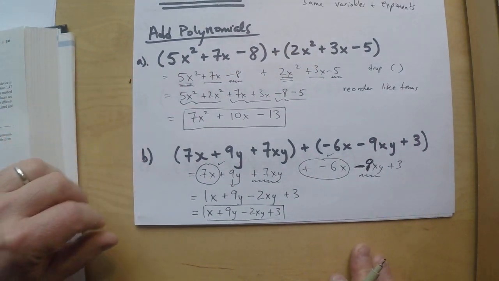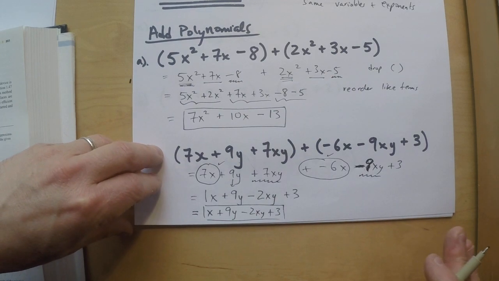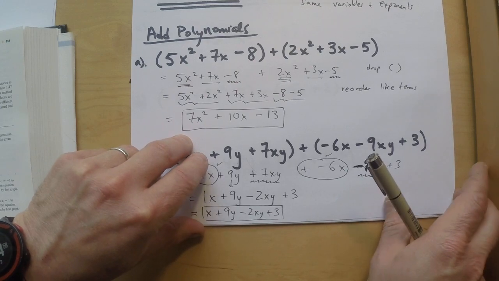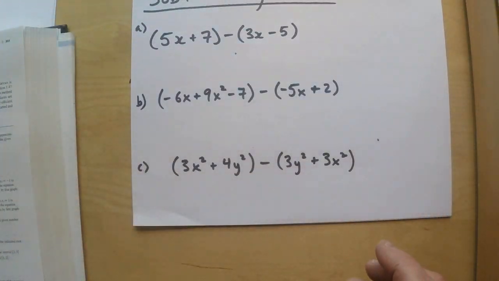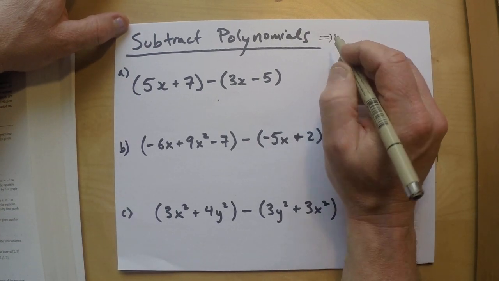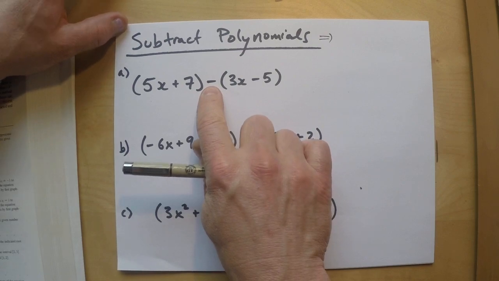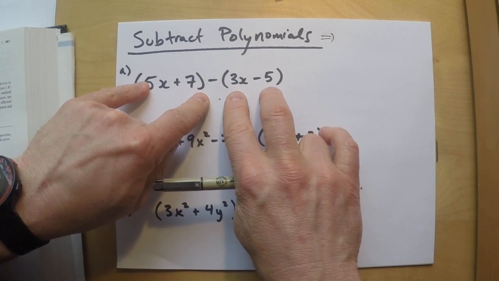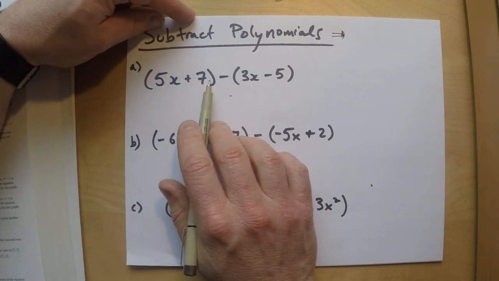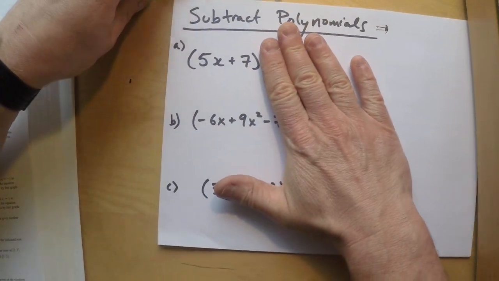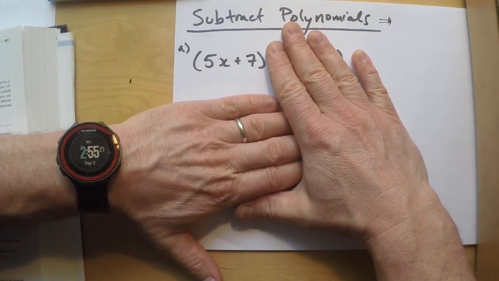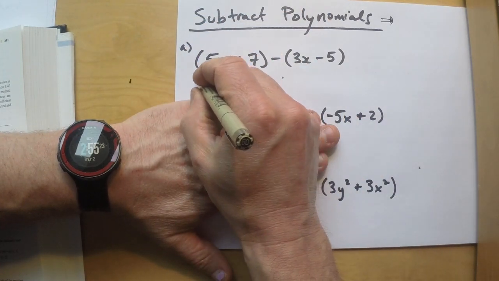All right, so that's adding. Now subtracting is very similar, except with one important but small twist. So subtracting polynomials: as soon as you see a subtraction sign between two polynomials with brackets, you are then going to rewrite whatever is in front with no negative. You're just going to rewrite this. That'll be 5x plus 7. So I'll rewrite that.